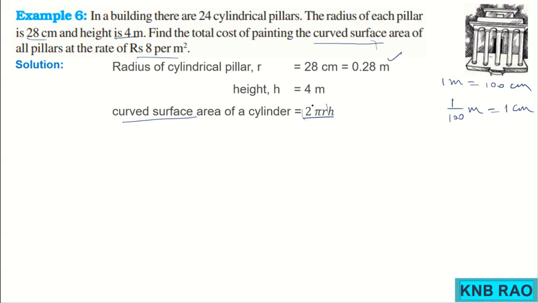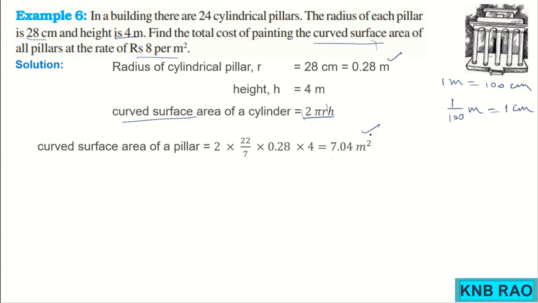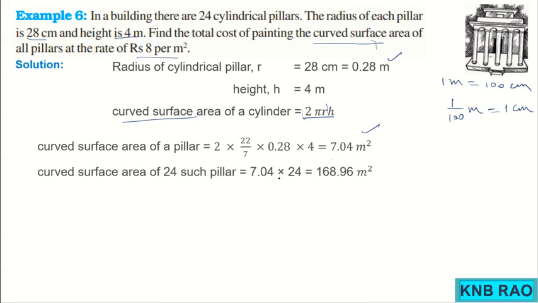So the curved surface area of a cylinder is 2 pi r h, and substituting the values, the curved surface area of a pillar is 2 into 22 by 7 into 0.28 into 4, which gives 7.04 meter square for one pillar. For 24 pillars, 7.04 into 24, that product is 168.96 meter square.